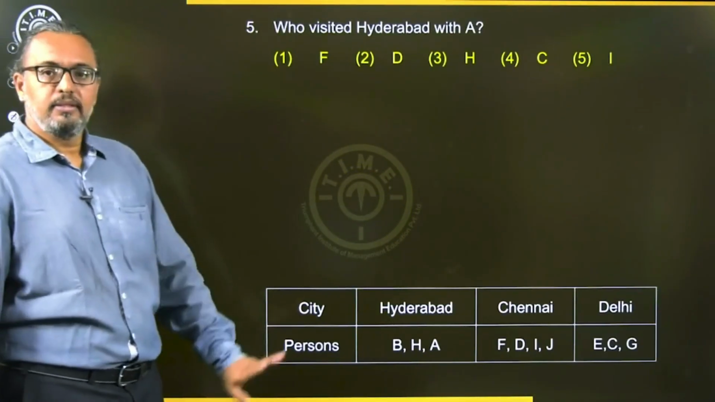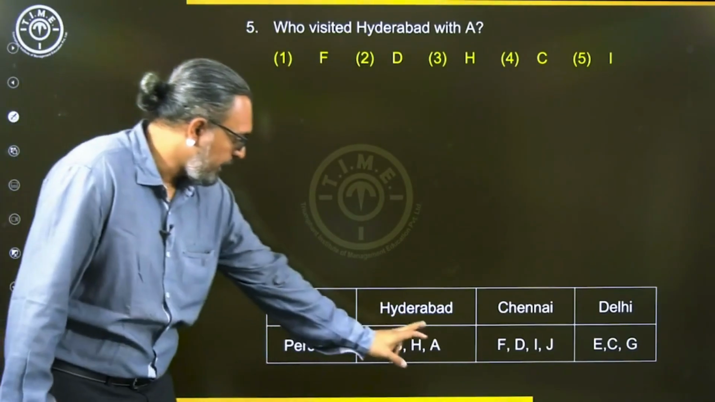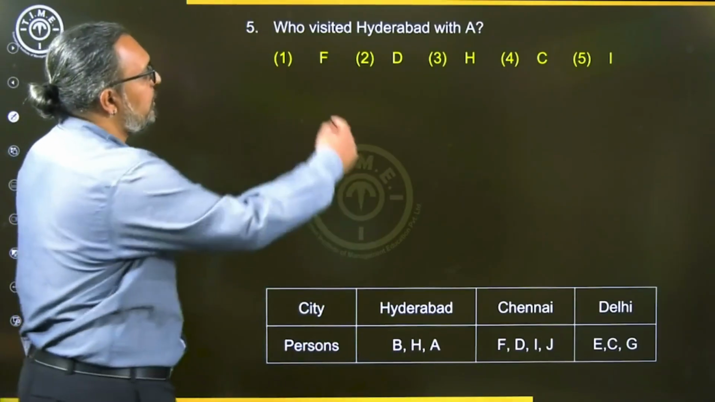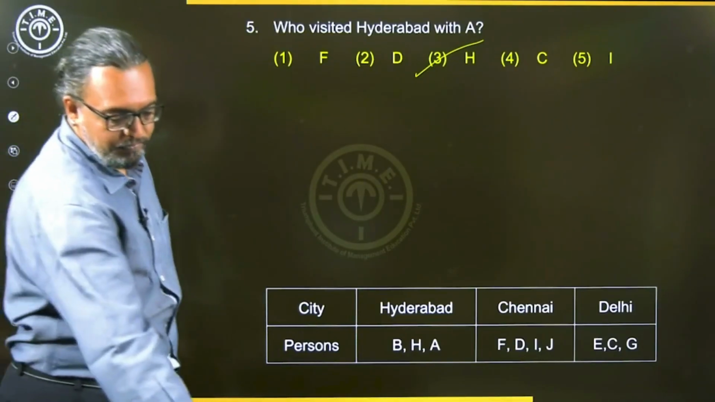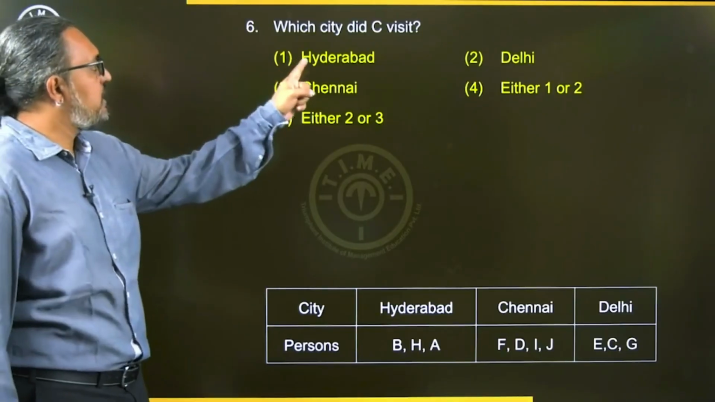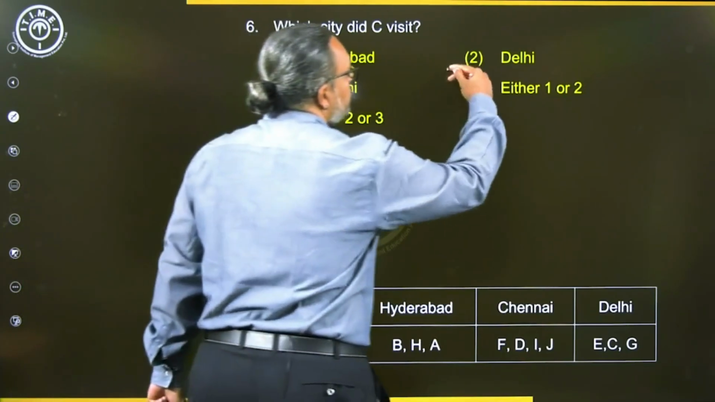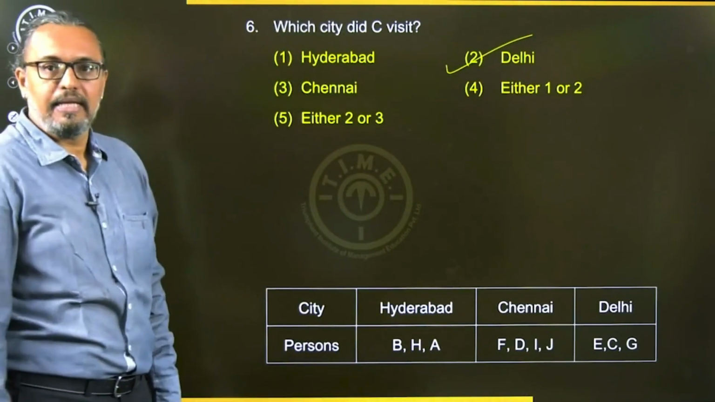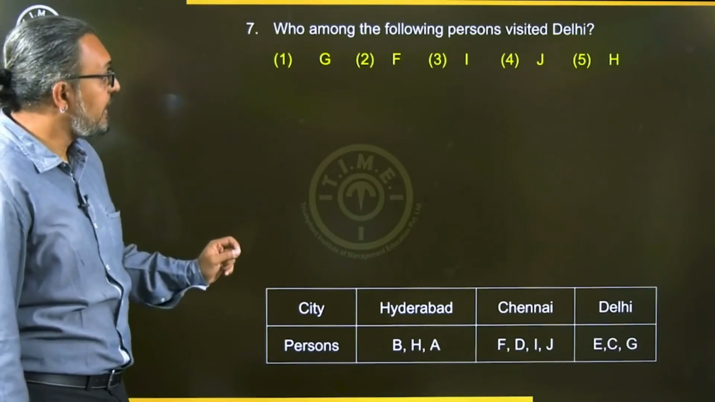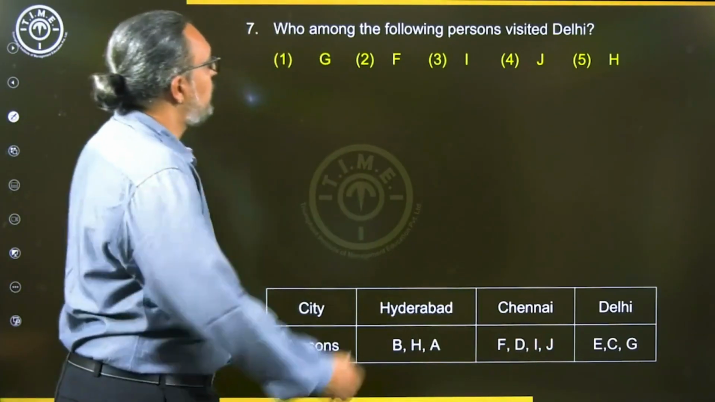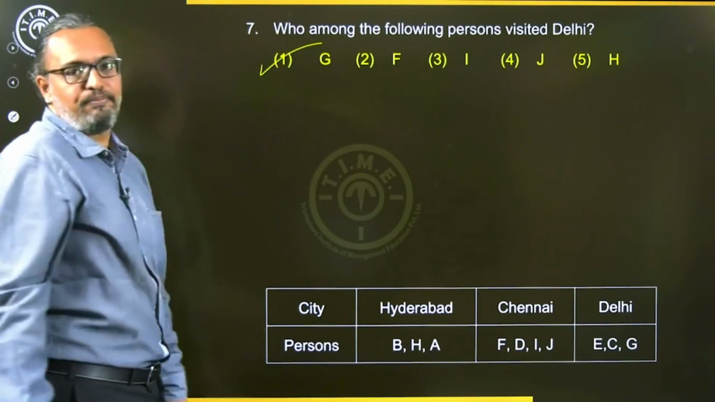Yeah. So, I have taken the arrangement also. Who visited Hyderabad with A? Along with A, you have B and H. Now, you don't have B in the options, but you do have H. So, third option. Then, which city did C visit? Delhi. So, that is available in choice 2. Correct? Then, who among the following persons visited Delhi? In Delhi we have E, C and G. You don't have E or C, but you do have G. Choice 1.